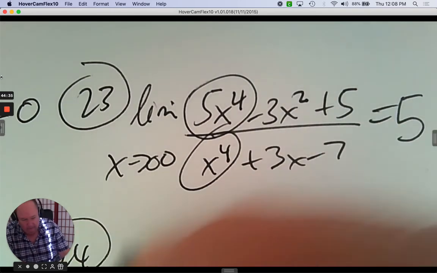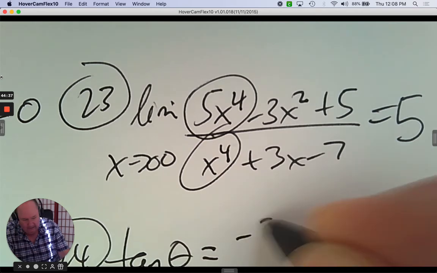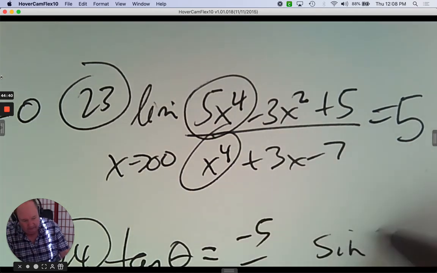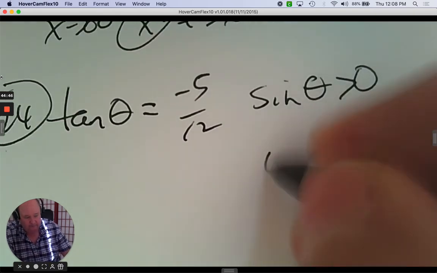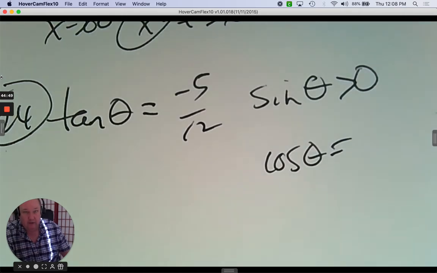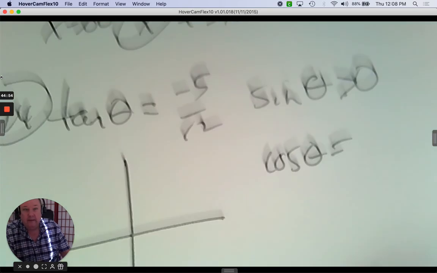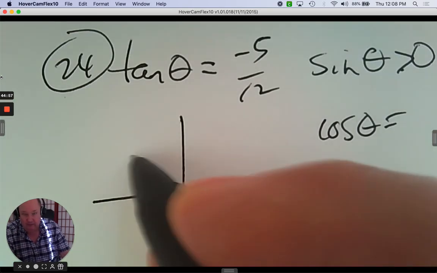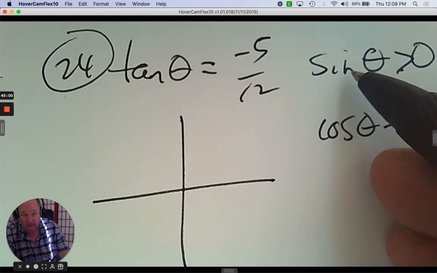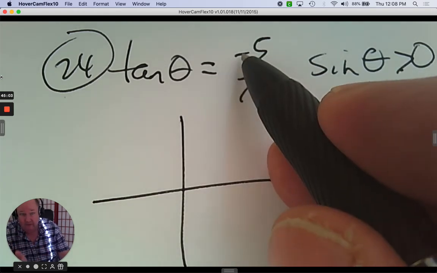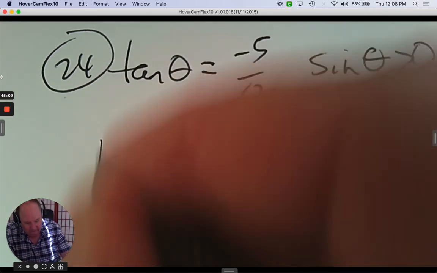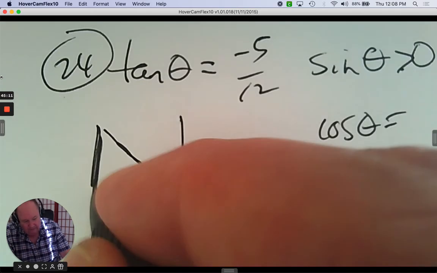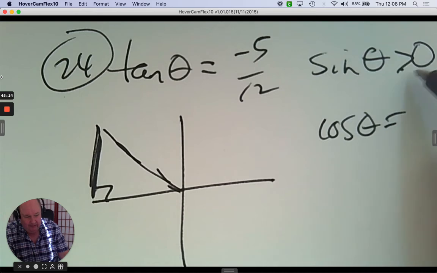In number 24, you're given that tangent theta equals negative 5 over 12, and that sine theta is greater than 0, and to find cosine theta. That's my goal. All right, what do I do? So if sine theta is greater than 0, that means the y-coordinate is above. It's either quadrants 1 or 2 because sine is the y-coordinate. If tangent is negative, it cannot be quadrant number 1. So the only quadrant it could be is in quadrant number 2. In quadrant number 2, tangent is negative and sine is positive.